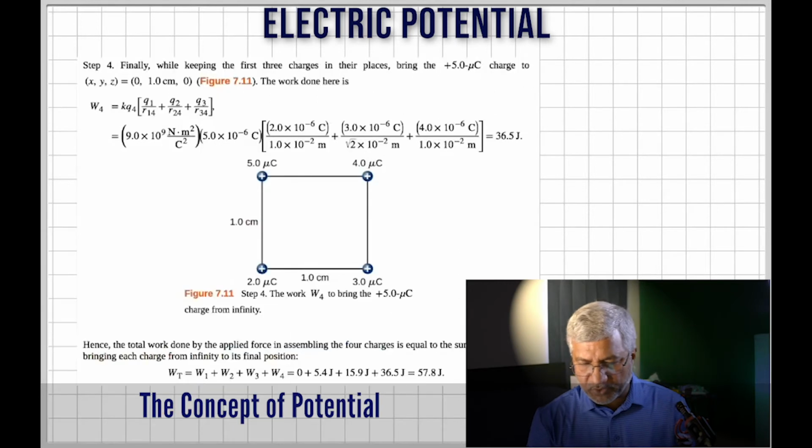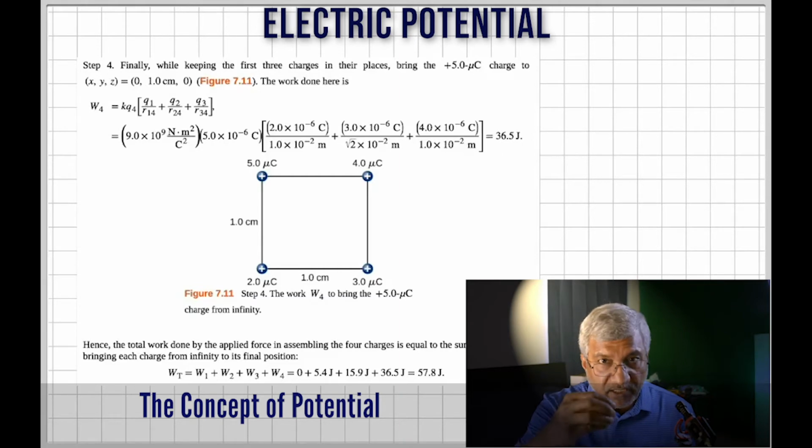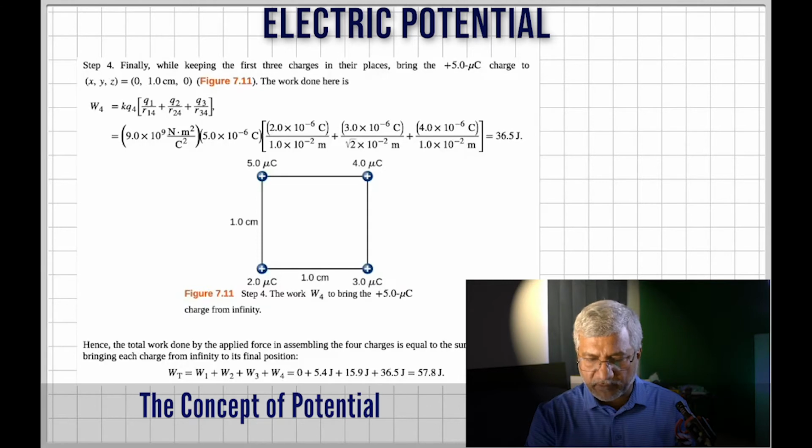Now finally, when you bring the last one, you would have 3 terms now. All right, I'm not going to read out all of that. You will have 3 terms, and the total work done would be 36.5 in bringing that 5 microcoulombs. And so finally, we'll have to add up all the work that we had to do. First one, no work. Second one, 5.4. Next one, 15.9. Next, 36.5. So the total work done is 57.8 joules.